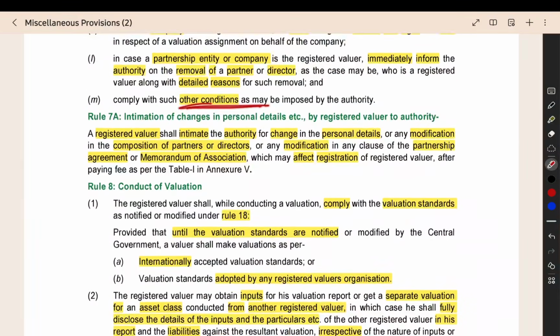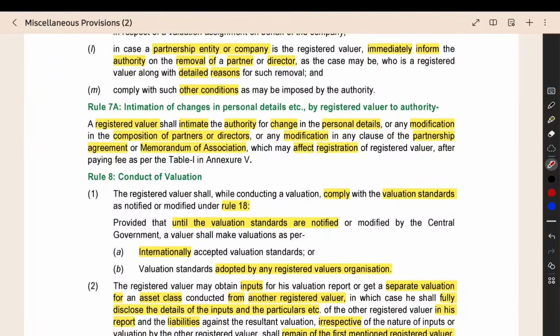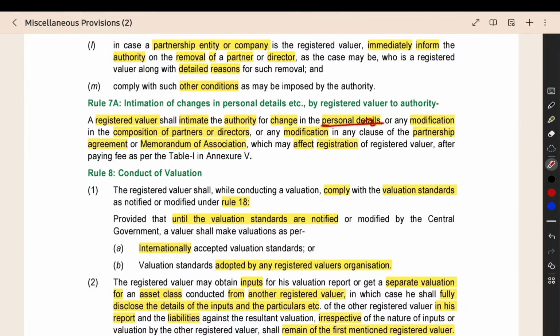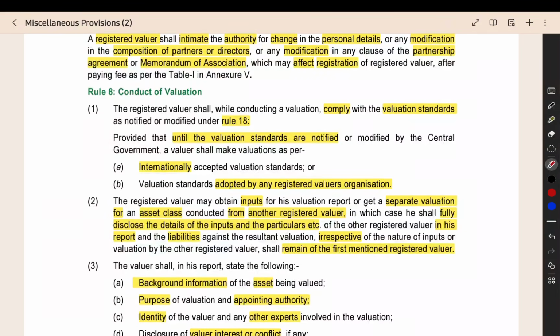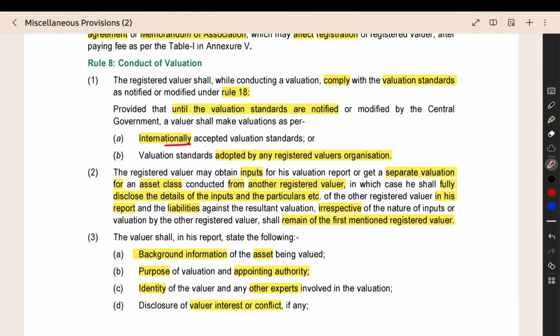Like other conditions also, they have to follow everything that is there. Then if you have any changes in the personal details, or if you're a firm or a company, any change in the director, change in the partner, you have to inform the authority. Then you have to conduct the valuation as per the valuation standard notified by the government. Till now they have not notified, so you have to use the internationally accepted standards or valuation standards given by the registered valuer organization.